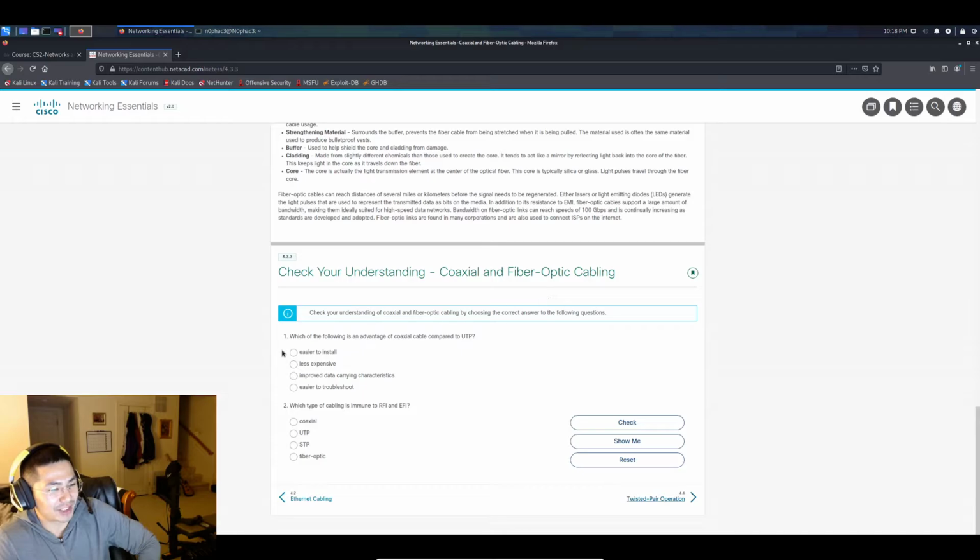Okay, so let's check our understanding. Which of the following is an advantage of coaxial cable compared to unshielded twisted pair? I want to say it's easier to install. Actually, no. With Ethernet, all you gotta do is click it in. So maybe less expensive, maybe easier to troubleshoot. I mean, troubleshooting, I can't imagine all you're doing is just twisting it out and twisting it in.